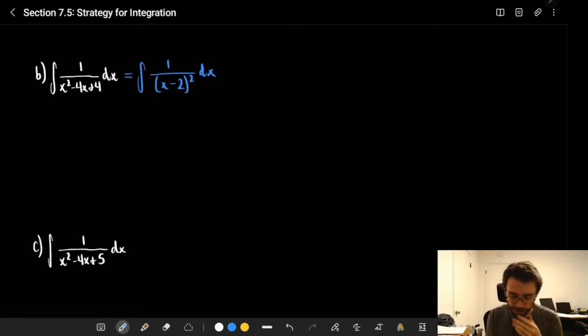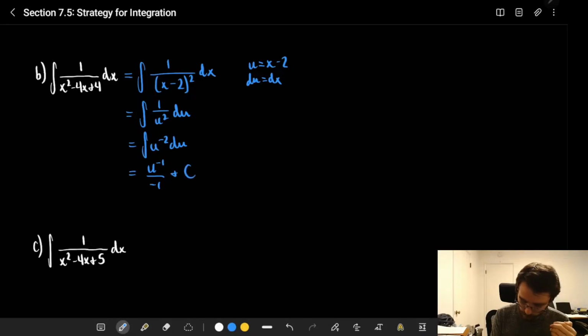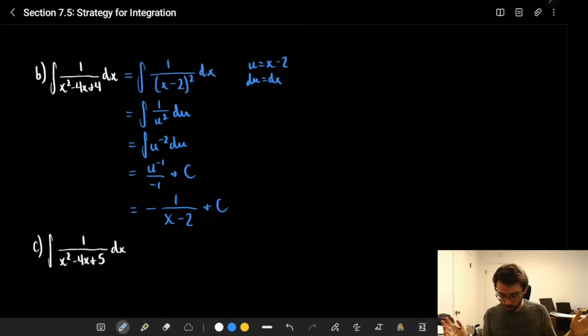The way I should actually have approached this is said, I can do a u sub. I could say u is x minus 2, du is dx. So this is the integral of just 1 over u squared du, which is the integral of u to the negative 2 du, which is u to the negative 1 over negative 1 plus a constant, and that's negative 1 over, when I plug back in, I get that. Cool. Yeah, so that was nicer. I didn't have to do partial fractions. Great.